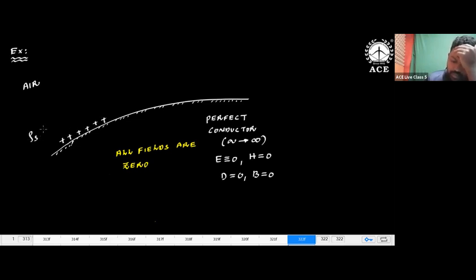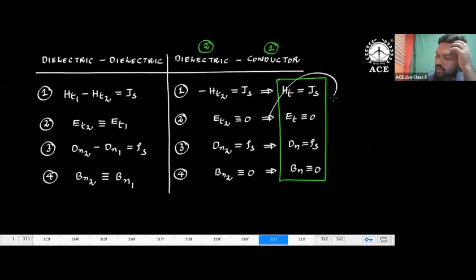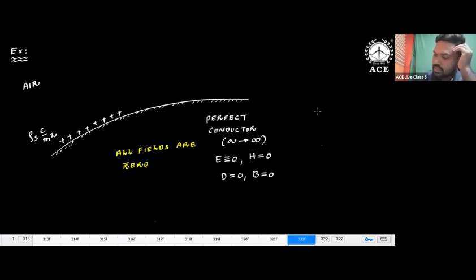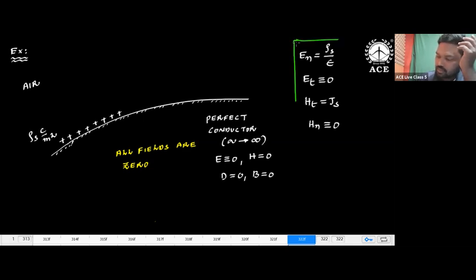What is the charge, beta? Rho_S. Units are coulomb per meter square. So how does the electric field exist? Let me go back here. These boundary conditions are saying that electric field E normal is equal to rho_S by epsilon, E tangential is equal to 0, H tangential is equal to J_S, and H normal is equal to 0.